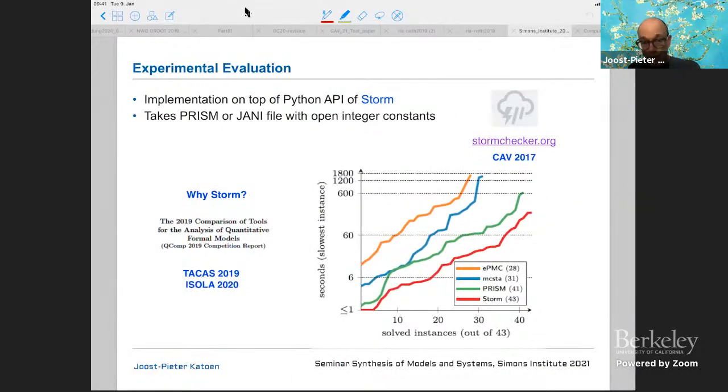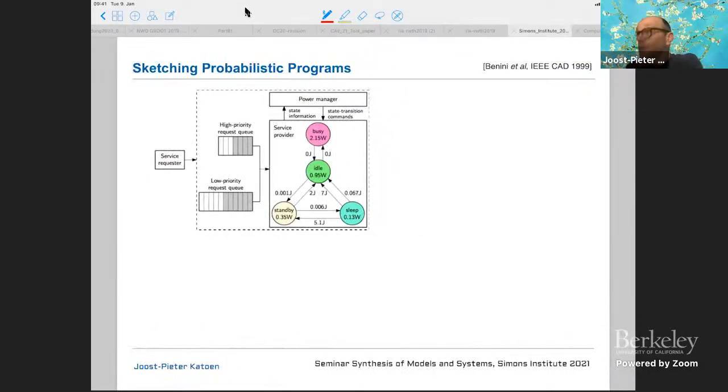Here is a plot from a recent tool competition, or a comparison of model checkers, where on the x-axis you see the number of instances, and on the y-axis you see the amount of time needed to solve these instances. And notice that the y-axis is log scale. So we use the one that corresponds to the red curve, which is the Storm model checker. So I would like to give you three short examples.